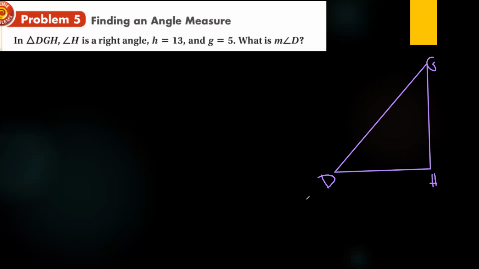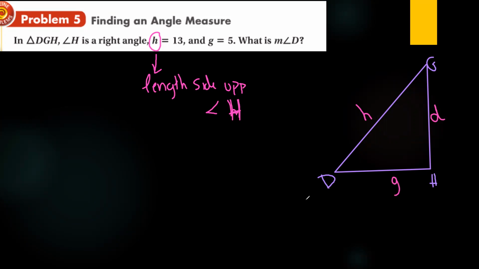It's okay. So here now, letter H small means the length of the side that is opposite to angle H. So where's angle H? This is angle H. So here will be H small, here will be D small, and here will be G small. So H small means that this is the opposite side to angle H capital.